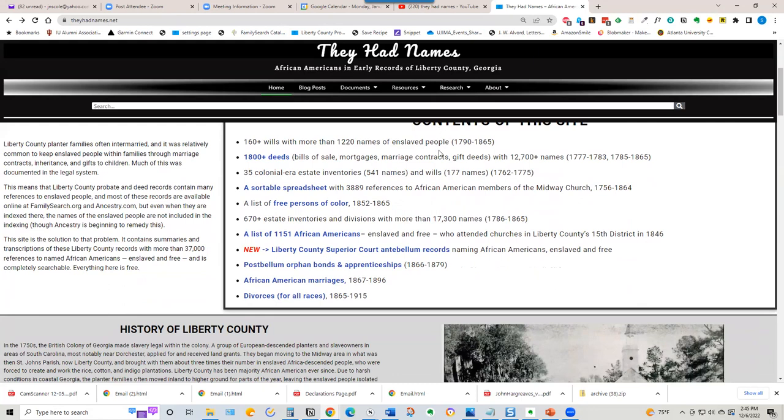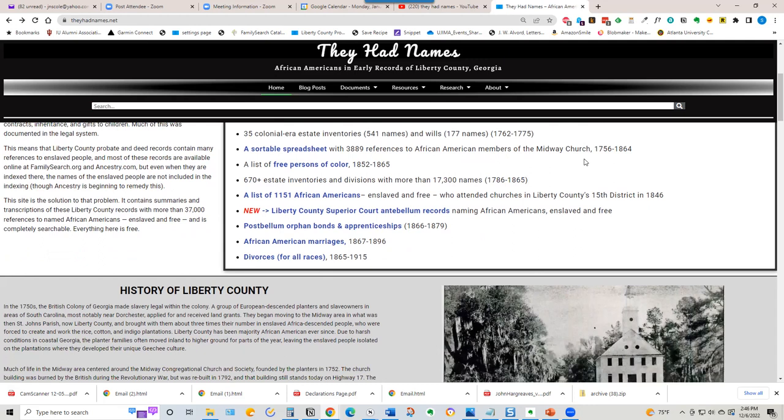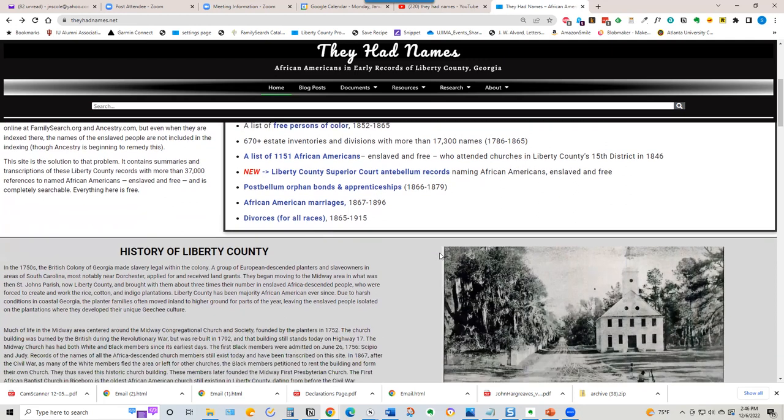So we have pretty much all the wills, all the estate inventories, all the deed records, and there were bills of sale, mortgage records where they used people as collateral on mortgages, marriage contracts where women were bringing enslaved people into their marriages, deeds of gift, and a sortable spreadsheet of the church. There was a list of free persons of color, because there was a certain period when free persons of color had to register, and you can find those registries in various places. The list of that 1846 church census.